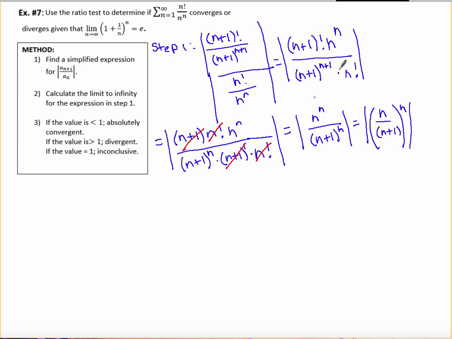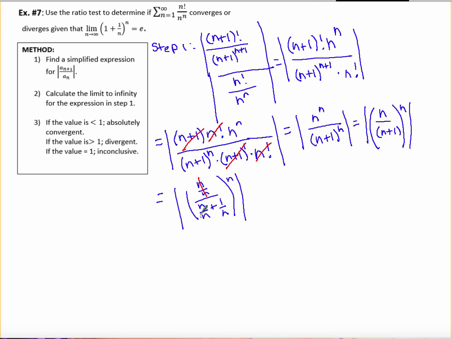And this is going to be easy for me to simplify because if I multiply the top by 1 over n and the bottom by 1 over n, then I haven't really changed the value of this. So that is exactly what I am going to do. I've got n divided by n divided by n divided by n plus 1 divided by n. That's a lot of dividing by n. And then we're raising it to the n power.